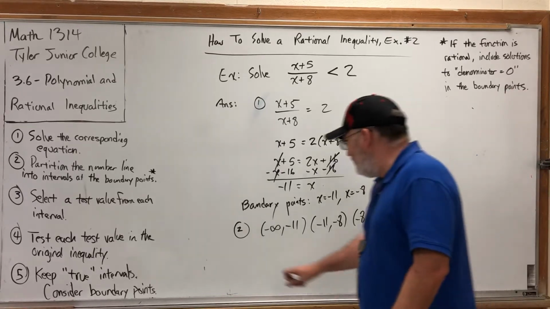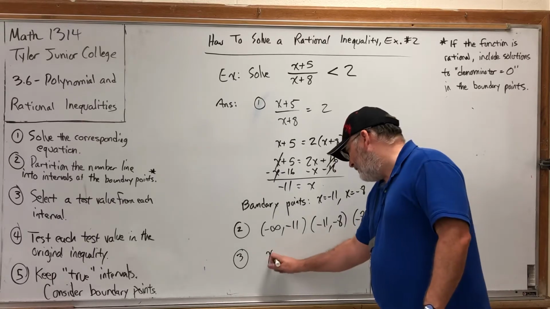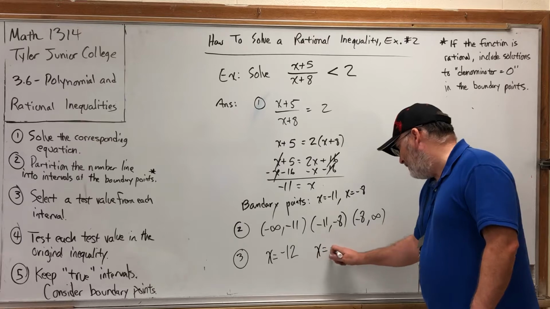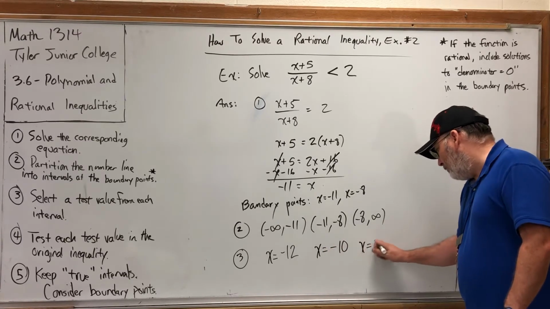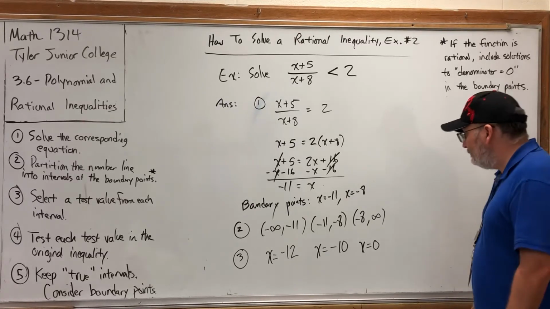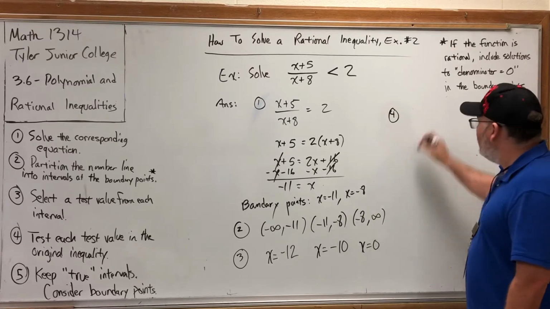We need test values. To the left of negative 11, how about negative 12? Between negative 11 and negative 8, how about negative 10? And to the right of negative 8, how about 0? I will always pick 0 when the opportunity presents itself. Now, we test. Let's start with negative 12.